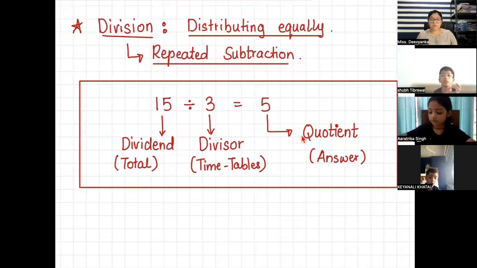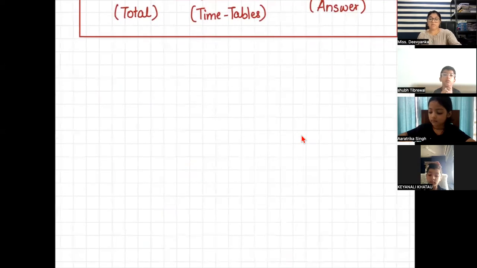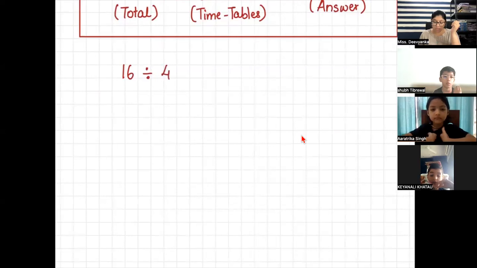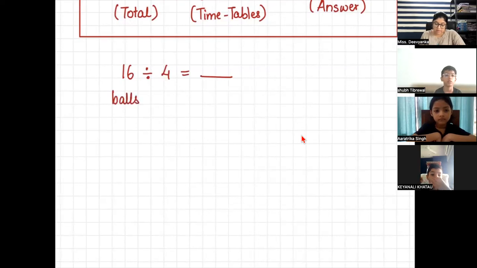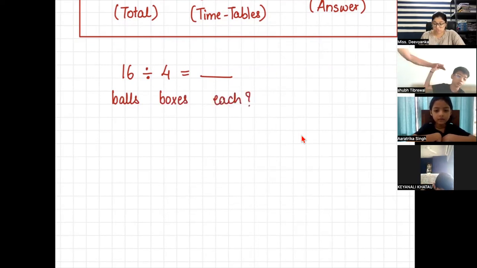Now let's look at some different division questions. Let's say I have 16 balls and I need to divide them into 4 boxes. What would be in each box? I have 16 balls that need to be divided into 4 boxes. So how many would there be in each box? 16 divided by 4.